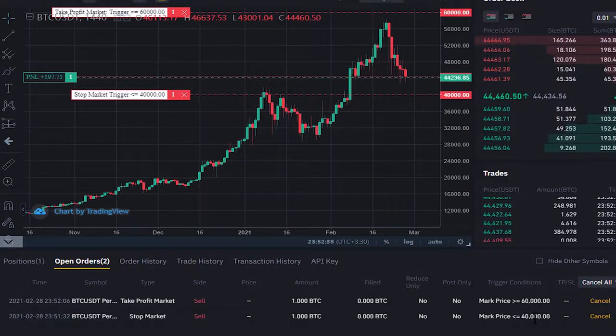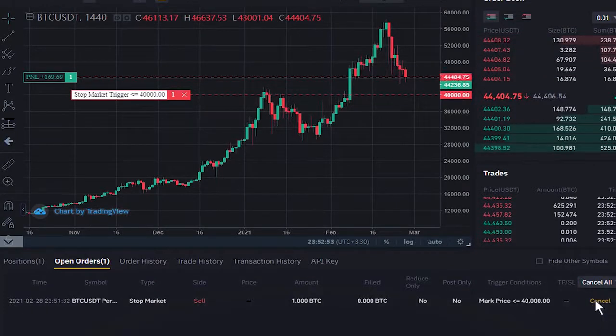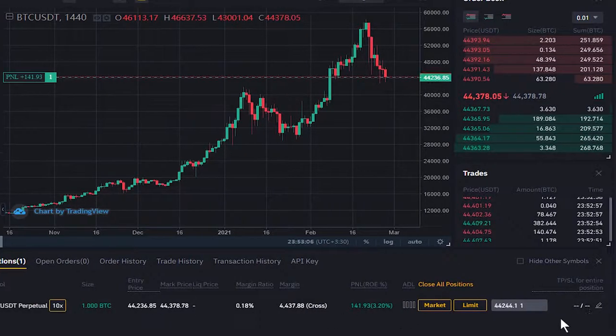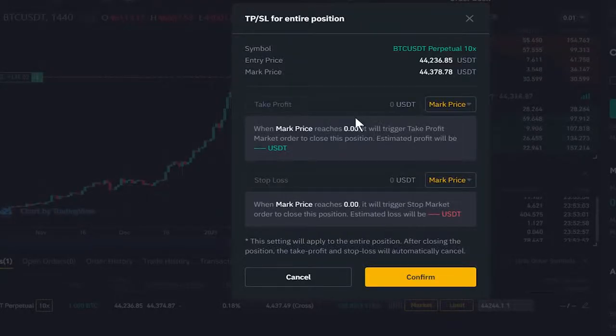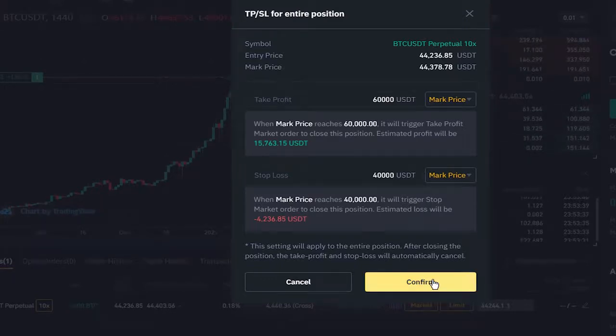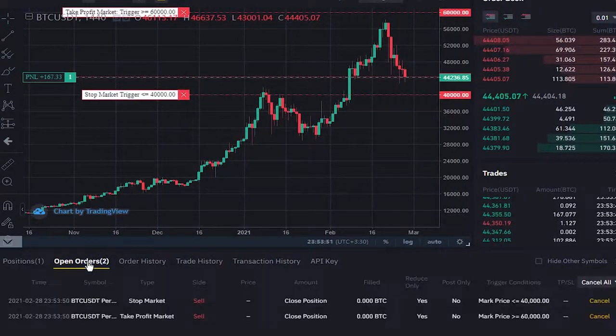We can place these two stop loss and take profit orders even in easier ways. Let me cancel them. This one, and also cancel this one. One way is here. After you enter a position, we can click on this and simply enter the take profit price, for example 60,000, and the stop loss price, for example 40,000, and it will also give you the estimated profit and loss. As you can see, we click on confirm, and here they are in open orders.